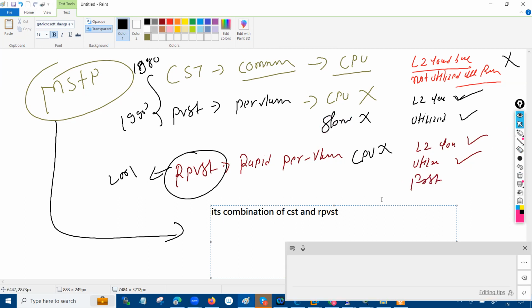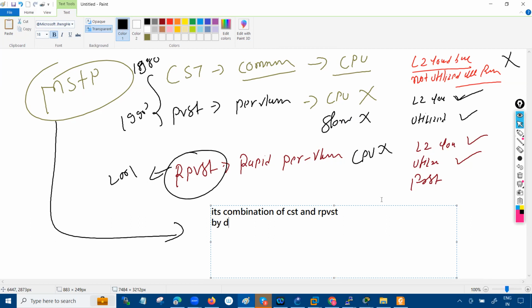So MST is a combination of CST and RPVST. It means that by default, the multiple spanning tree protocol behaves like CST. It means that for all the VLANs you have one root bridge. After that, if you want to do manipulation, you can do that. So let me show you this.